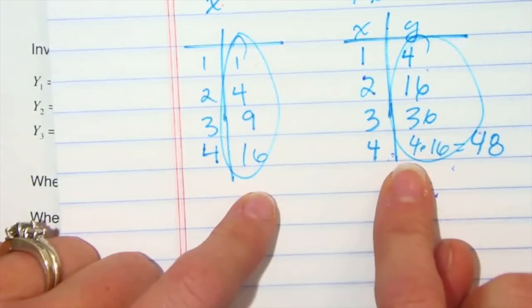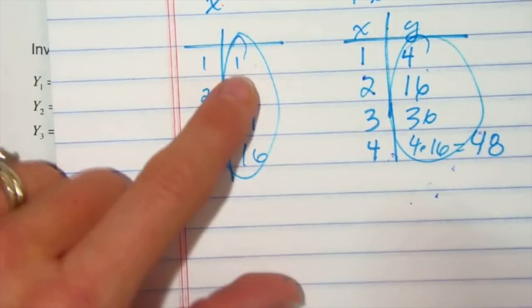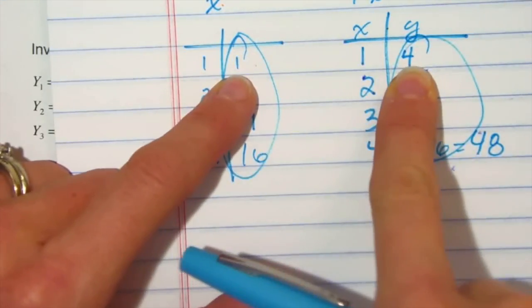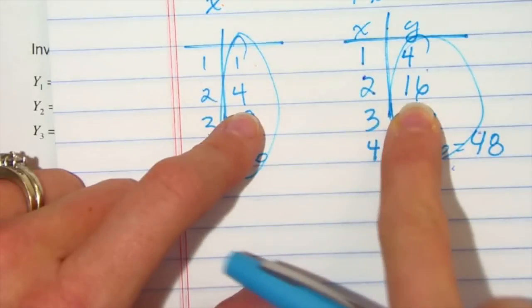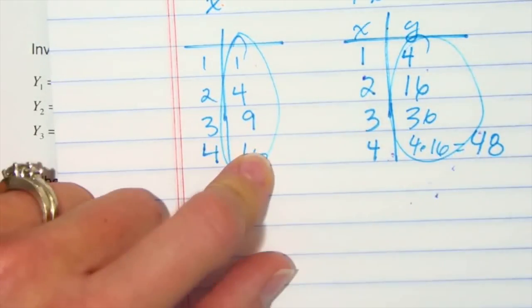Yeah, it's going to be vertical. It's the y value that's changing. So it's going to stretch it vertically. So it was here, but now it's stretching to 4. And here it's stretching to 16. And it's stretching that y value. It was 9, but now it's stretched all the way to 36.